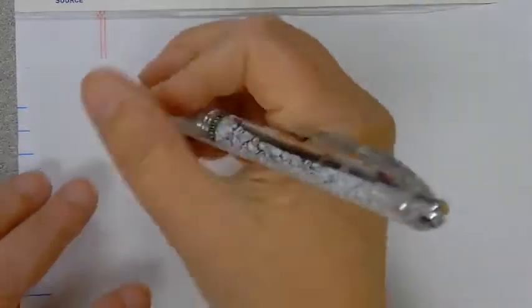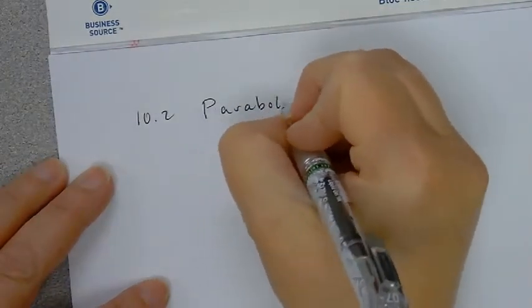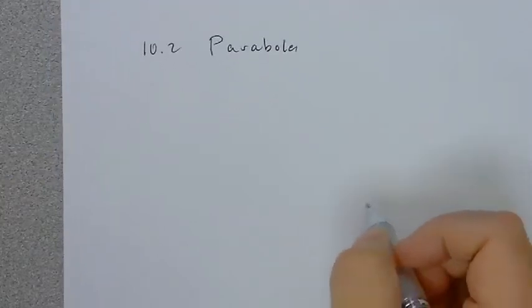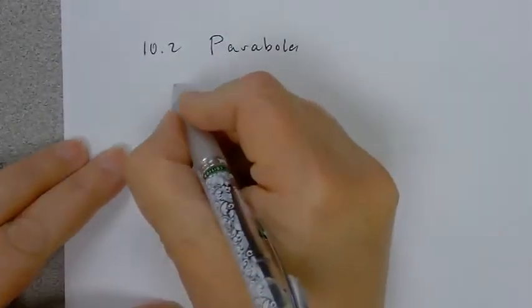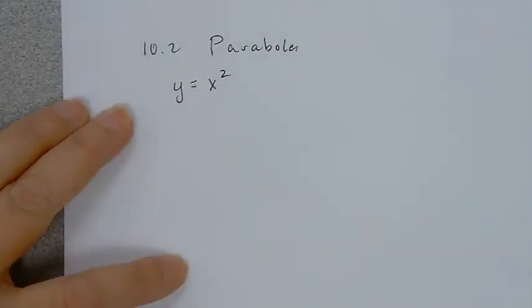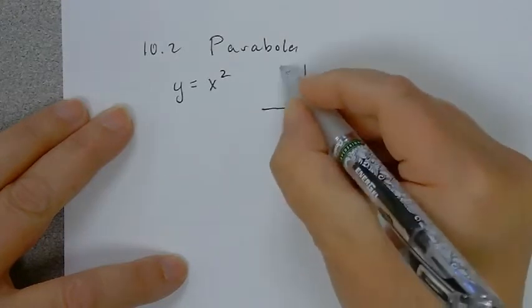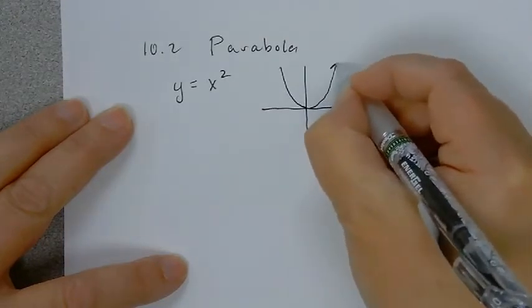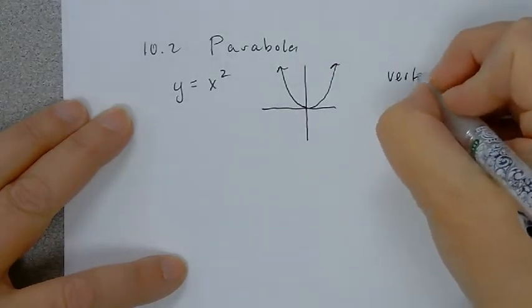This is section 10.2, and we're going to be talking about parabolas. It's going to be a little different than when we talked about parabolas and functions. So what we've done so far is talk about a parent function, y equals x squared. And if we graph that, it looks something like this. It has a vertex at 0, 0.